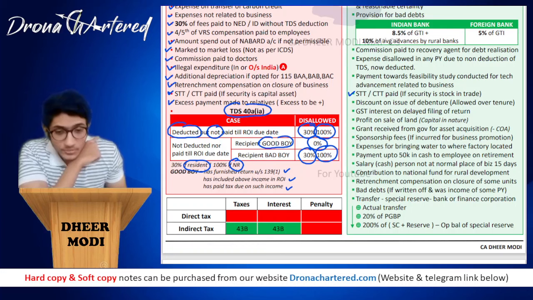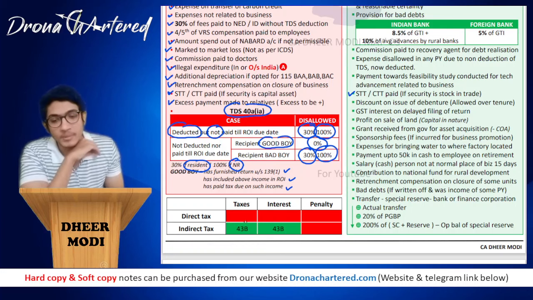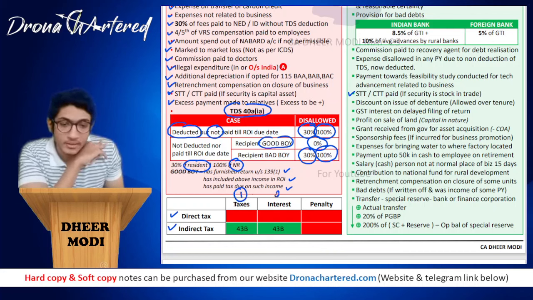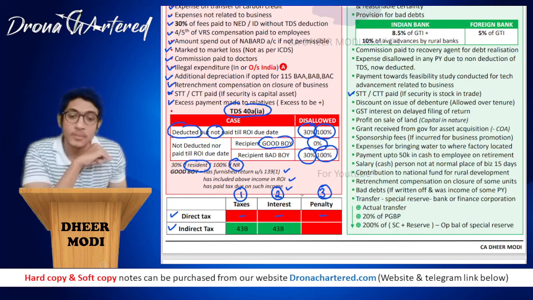Clear? Okay, now with regards to taxes, a lot of people get confused, so I made a small table. With regards to direct tax and indirect tax, there we have three items. First is your taxes, second is your interest, and third is your penalty. So you have to remember, for the purpose of direct tax, you will never get a deduction in any of these three. You will neither get the taxes amount, nor the interest amount, nor the penalty amount.